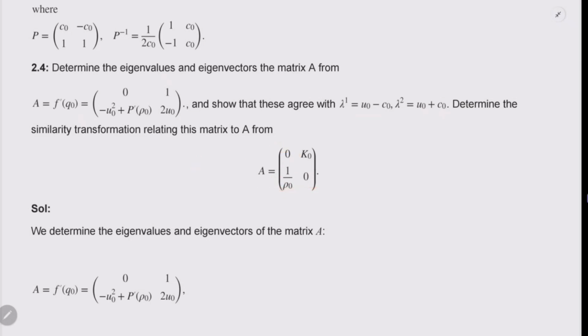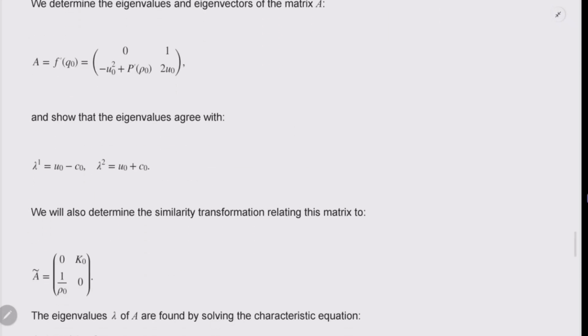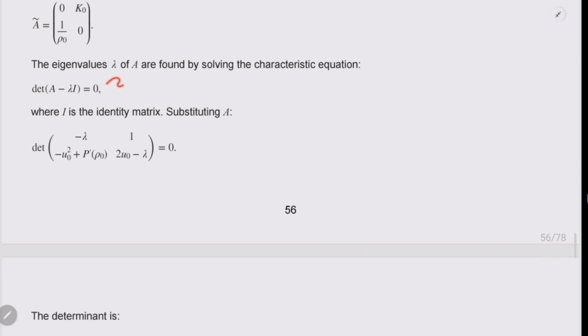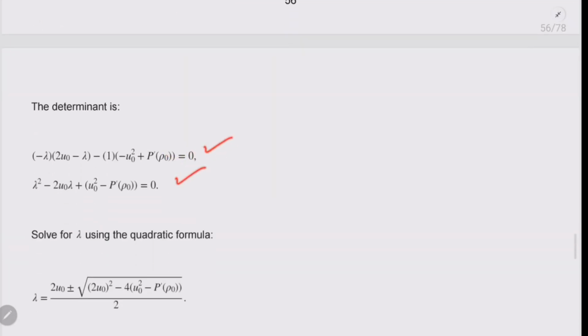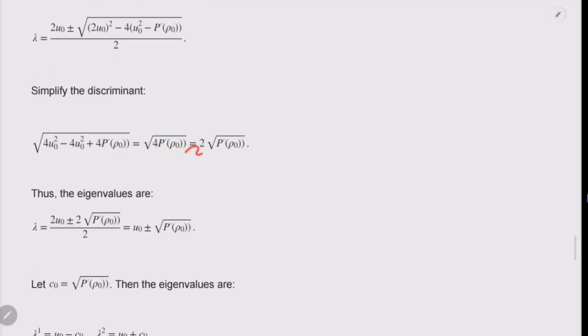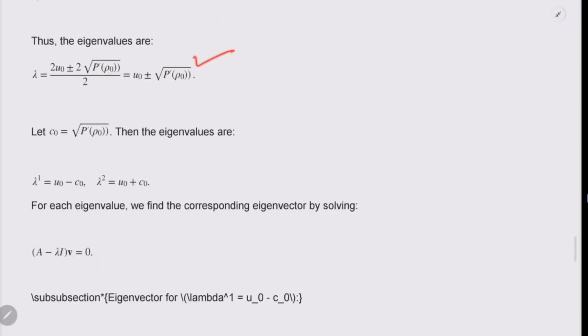That's the same thing that we did in 2.3. So first we find the eigenvalues of A. This is the standard procedure. A minus lambda I determinant is equal to 0. We solve it. Then we find the eigenvalues, simplify the discriminant. So finally the eigenvalues are this term.